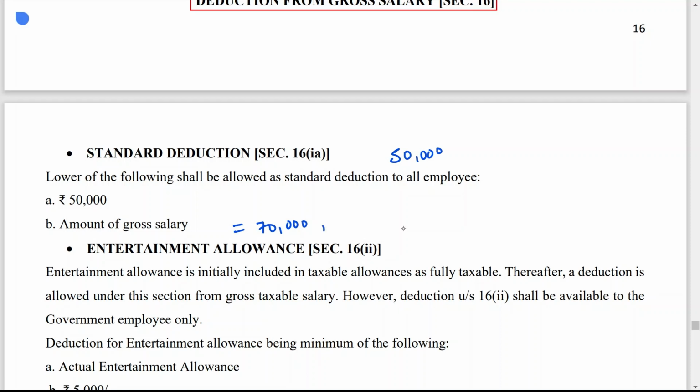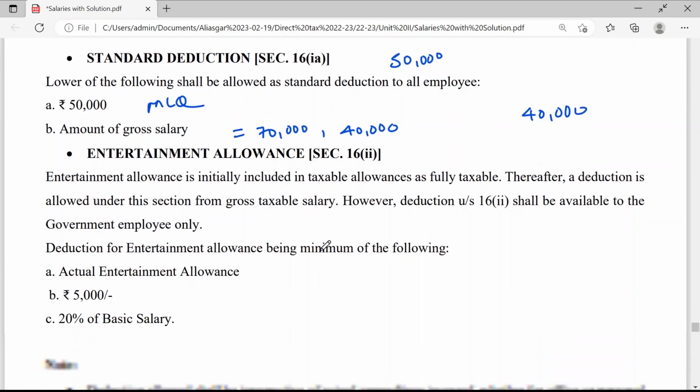Let us say salary is only 40,000. Now in this case, he will get a deduction of only 40,000 because it is less than 50,000. If it is less than 50,000, then whatever your gross salary is, the full amount is exempted. So the maximum standard deduction available is 50,000, and it can be asked as an MCQ: what is the maximum limit in case of standard deduction under section 16 subsection IA? Now the next one is very simple and very short.